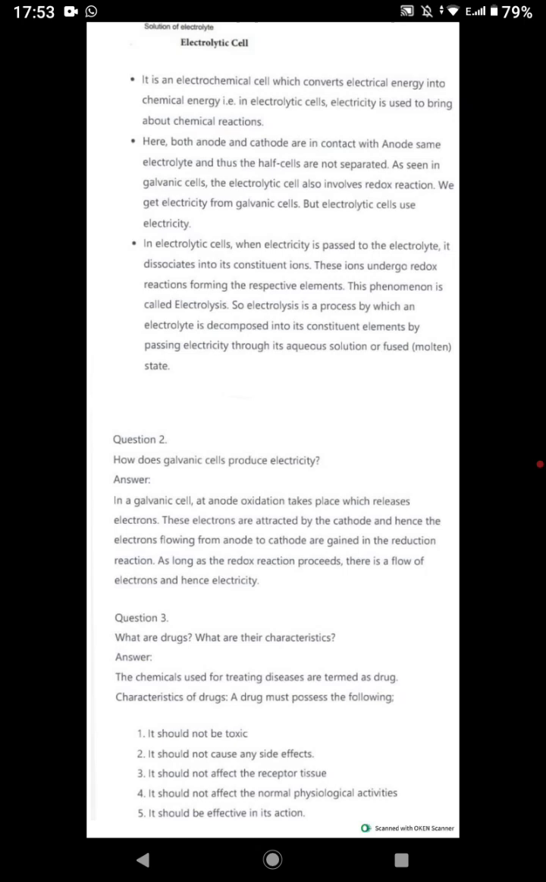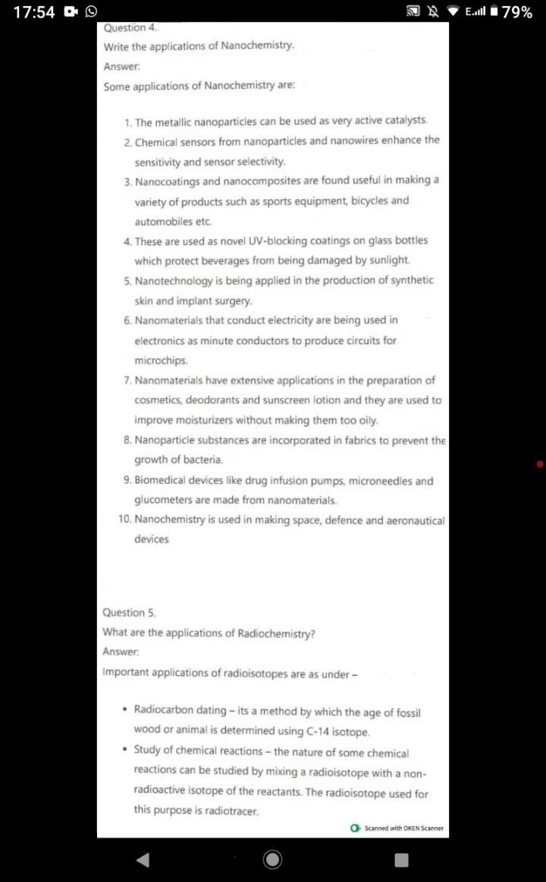What are drugs? What are their characteristics? The chemicals used for treating diseases are termed as drugs. Characteristics of drugs. A drug must possess the following. It should not be toxic. It should not cause any side effects. It should not affect the receptor tissue. It does not affect the normal physiological activities. It should be effective in its action.